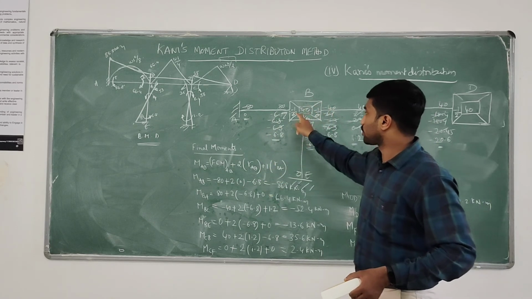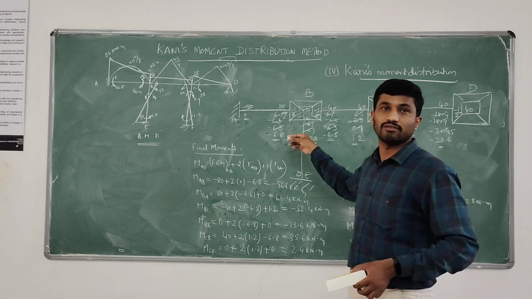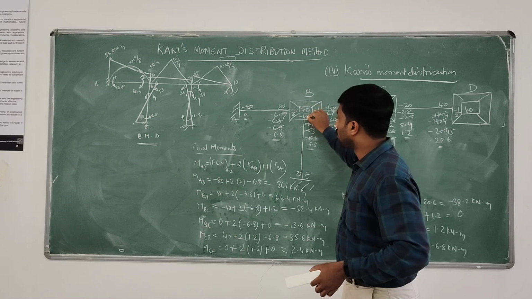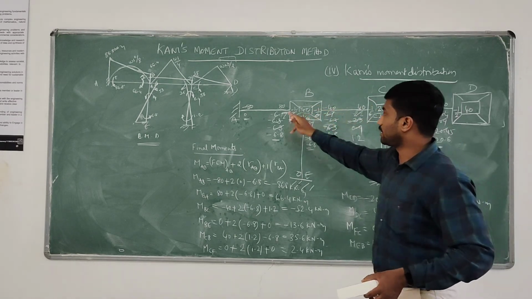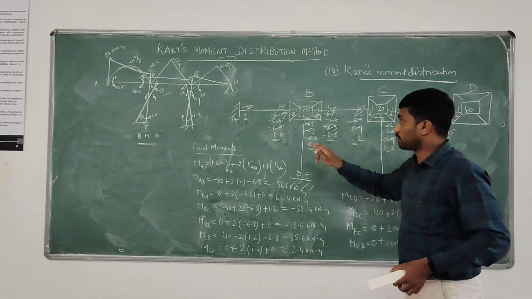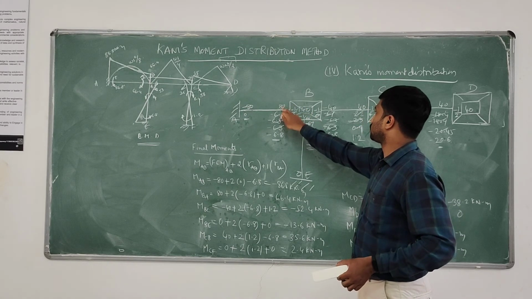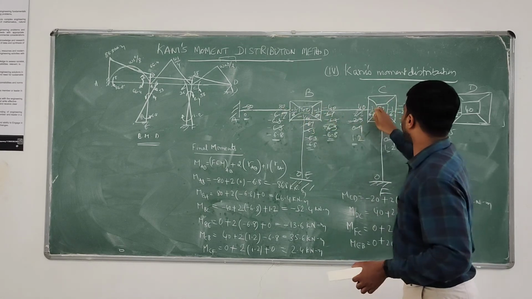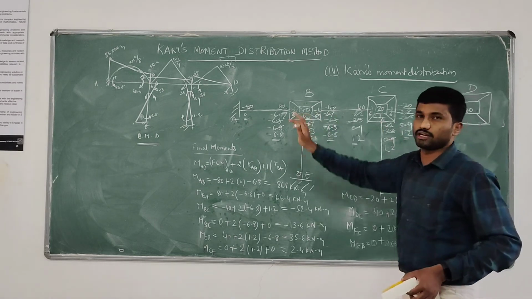The first thing is we have to write the rotation contribution factors. The rotation factors we computed in the previous steps, we have to write in these smaller boxes, and we have to write the FEM here. These are the FEMs computed, and in the middle of this is the net FEM. At joint B, the net FEM is 80 minus 40, 40, and 40 minus 20 is 20, and 40. So in the center box we have to write the net FEM.